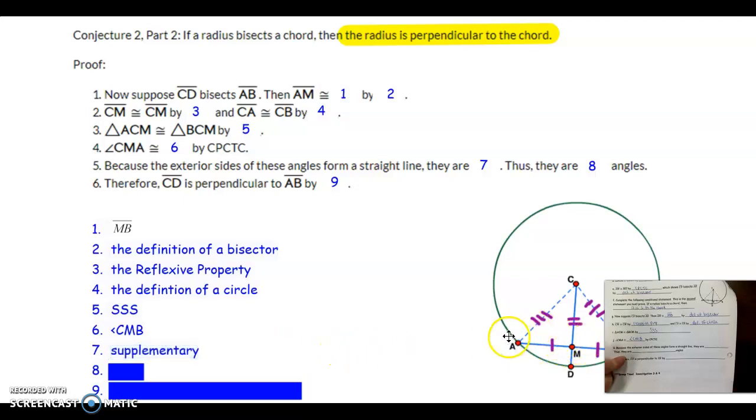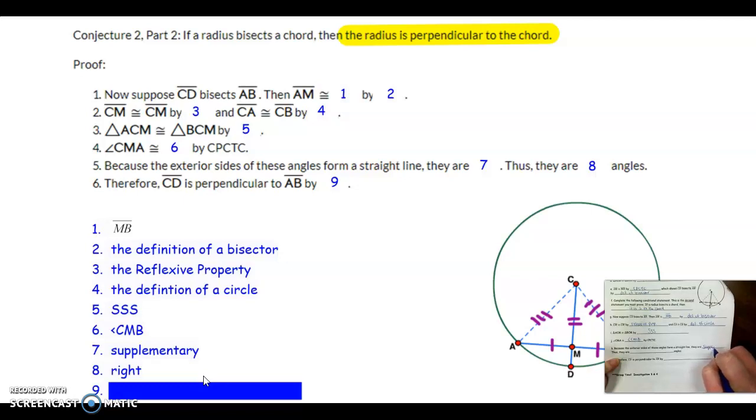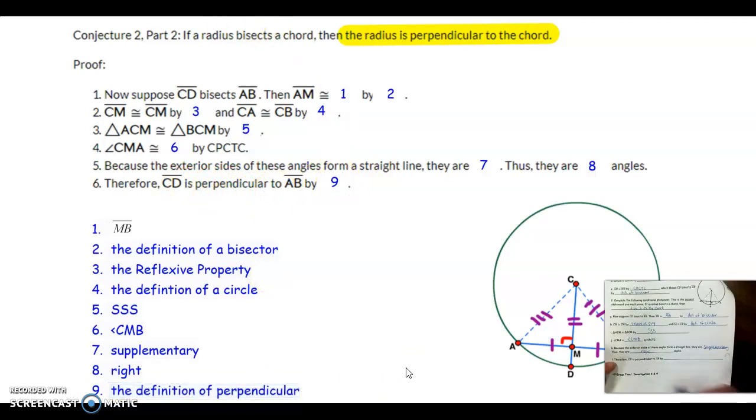They have to add to 180, right? If they make a straight angle, they have to add to 180. So they are what type of angles? Well, if they're congruent and add to 180, they would have to each be 90 degrees, or right angles. So we have supplementary and right. So since these are right angles, we know by definition of a perpendicular relationship that CD is perpendicular to segment AB. And again, that's just by definition of what perpendicular means.